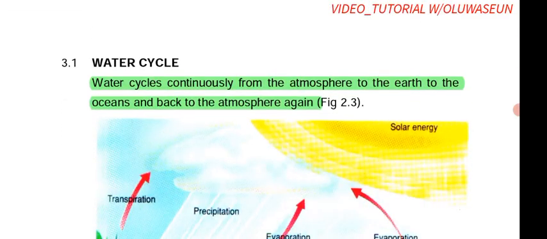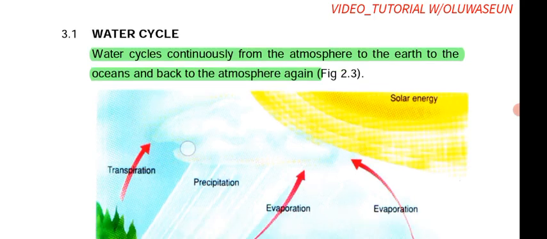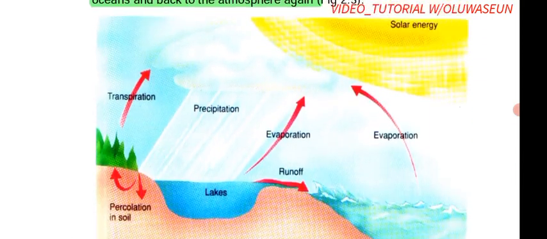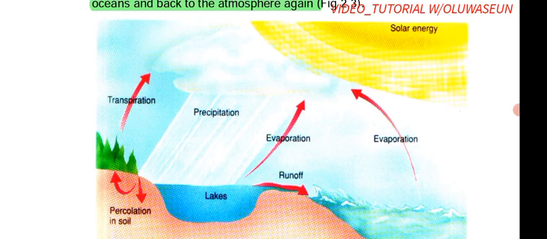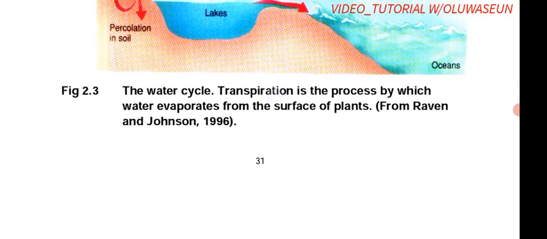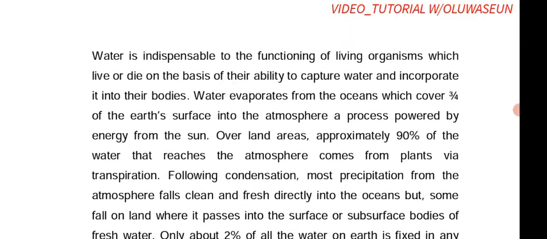Now the first cycle we are going to be talking about is the water cycle. What is the water cycle? The water cycle is simply the continuous movement of water from the atmosphere to the earth, to the oceans, and back to the atmosphere again. You can see the diagram, and I'm sure many of you can draw the diagram of the water cycle. You may not be able to do the painting, but the cyclic movement of water, I'm sure you can do it. And if you cannot, please just message me, tell me to draw it for you. I will draw it and send it to you. That is why I am here for you.